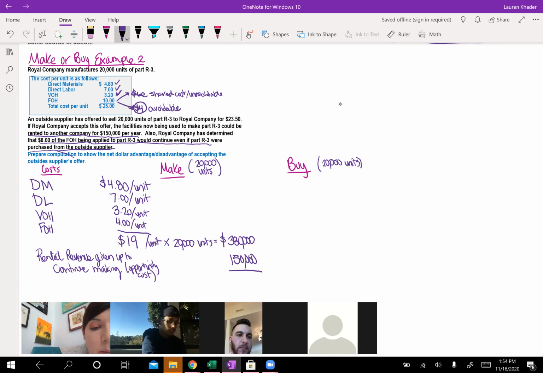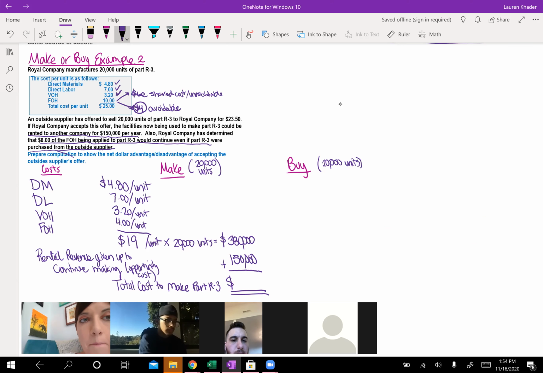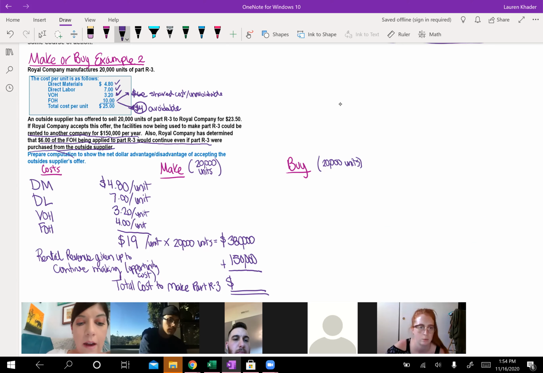So the true cost to make part R3 is the total of 380,000, the cost per unit, plus the opportunity cost, the benefit that we're giving up by choosing to make this in-house. How much is the total cost to make?